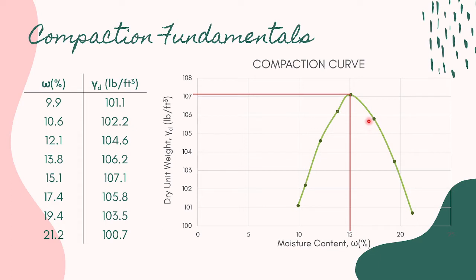And because the moisture contents, which are 17.4, 19.4, and 21.2, are higher than the optimum moisture content, their dry density is lower than the maximum dry density. Again, this is because the water occupies the void spaces that would have been occupied by the solid particles.